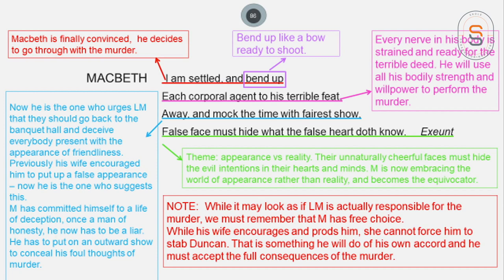So now he is the one who urges Lady Macbeth that they should go back to the banquet hall and deceive everyone present with the appearance of friendliness. Previously, his wife encouraged him to put up false appearances. We can see Macbeth has committed himself to a life of deception. Once a man of honesty, he now has to be a liar. He has to put on an outward show to conceal his foul thoughts of murder.